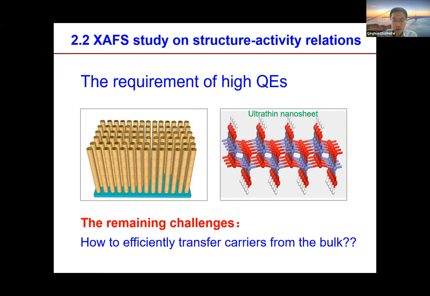It is known that to improve the solar energy conversion efficiency, the key is to efficiently transfer the photoexcited carriers from the bulk to the surface active site. In this way, the photoexcited electron and hole recombination can be reduced and the quantum efficiency can be increased. Till now, a lot of nanostructures have been designed to improve the photocarrier transfer.